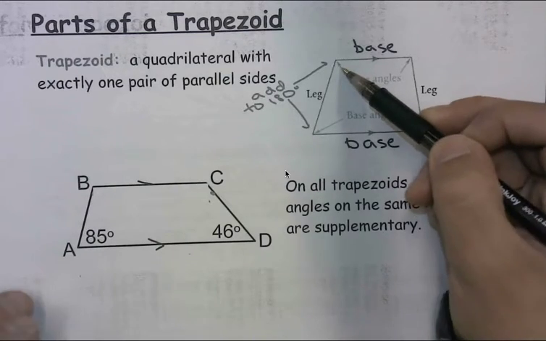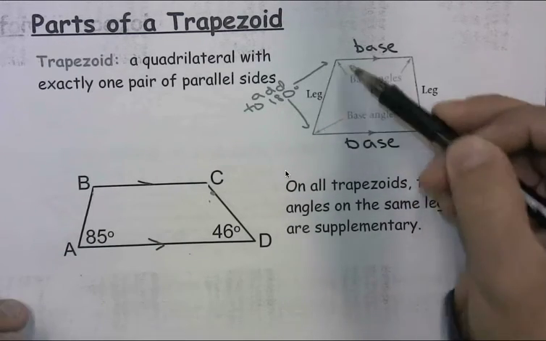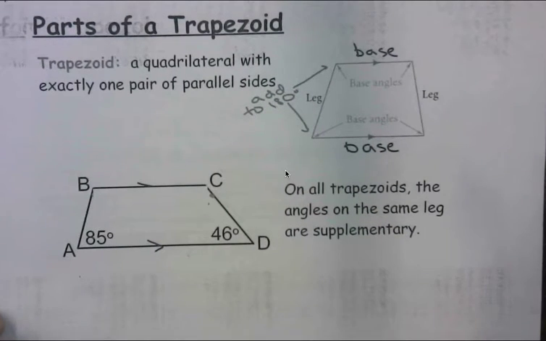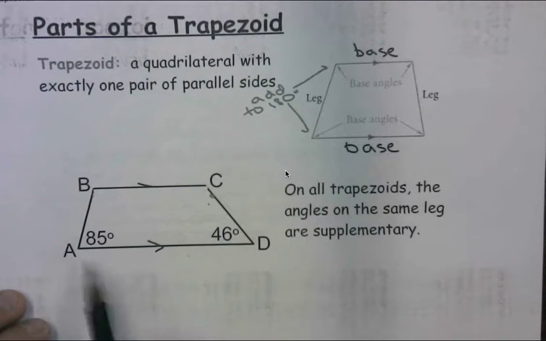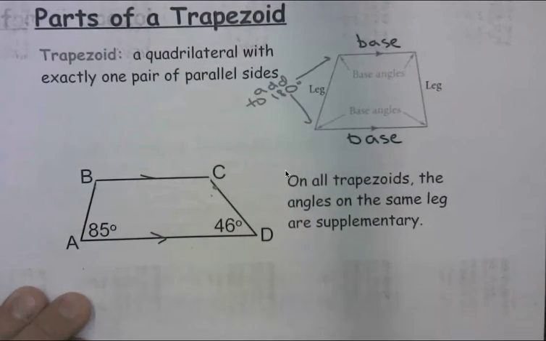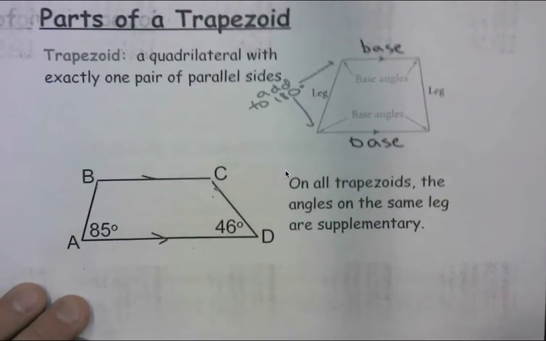parallelograms. These angles are consecutive and are supplementary, so they add up to 180. On all trapezoids, the angles on the same leg are supplementary. We already saw this. So this is just continuing with angles that are pretty much side to side, even if they're a little bit farther down the road, as being consecutive.